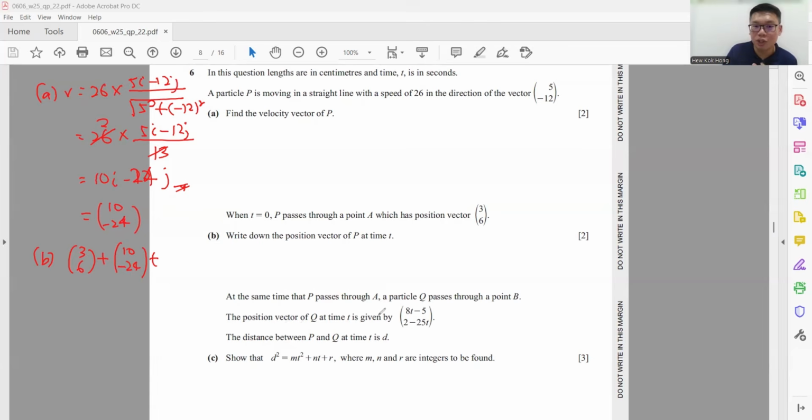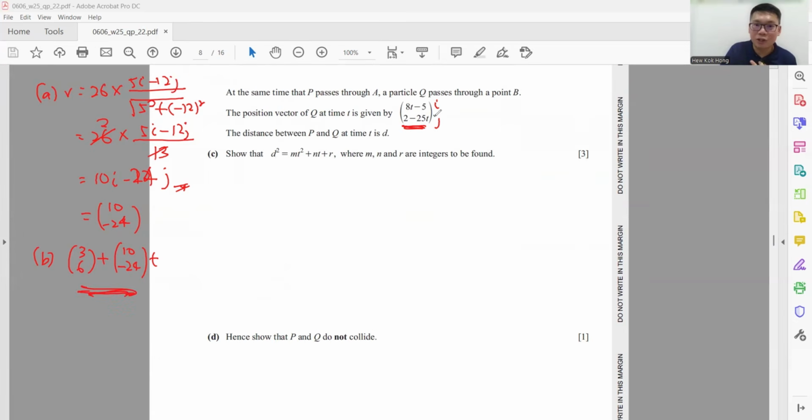And then the position of Q is given by this. The distance between P and Q is D. Asks you to show the distance between P and Q is this. i and j are just like x and y. So how to count the distance between 2 coordinates? We know the distance squared equals the difference of x squared, which means this and this, plus the difference of y squared.